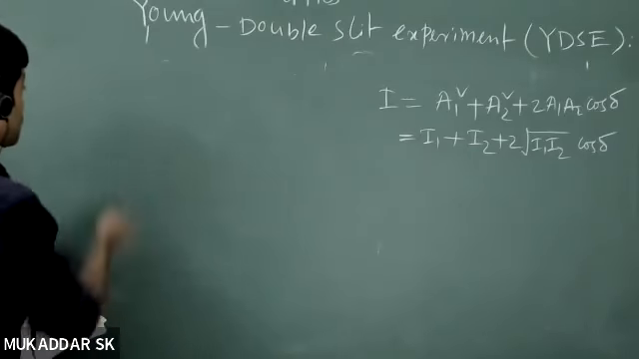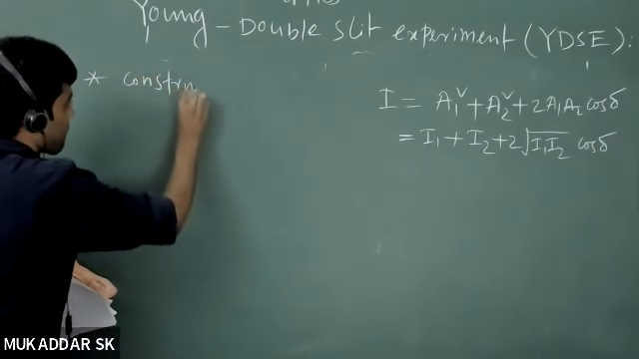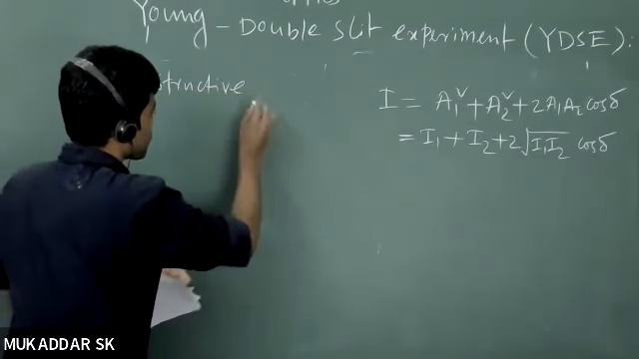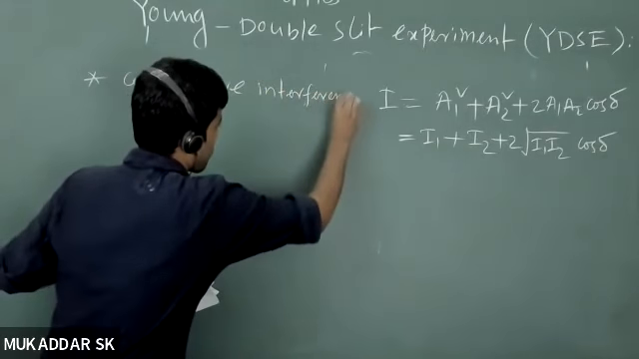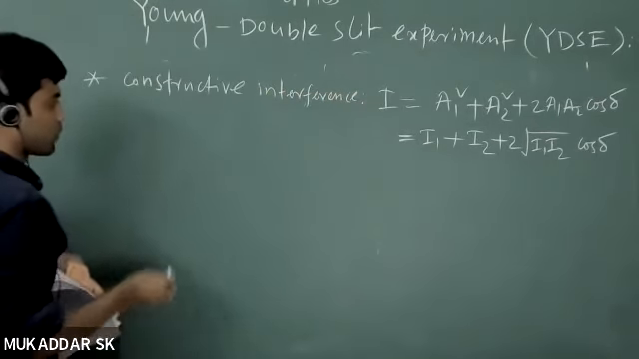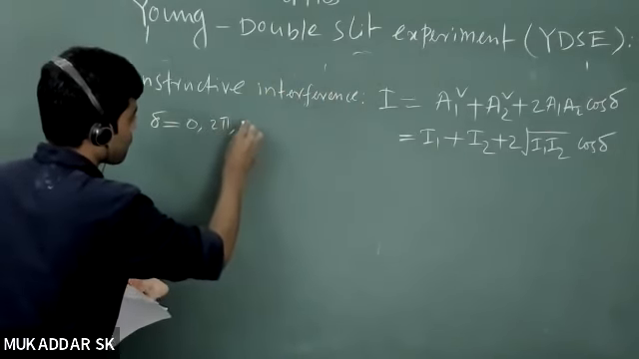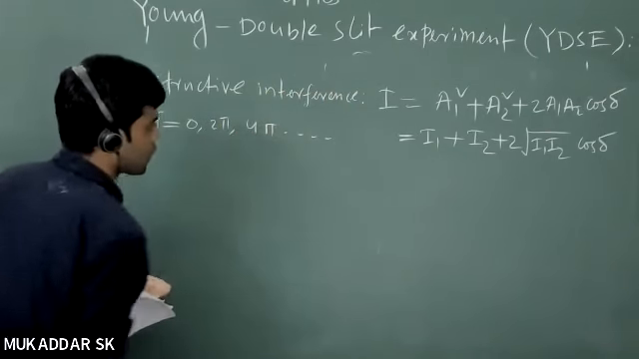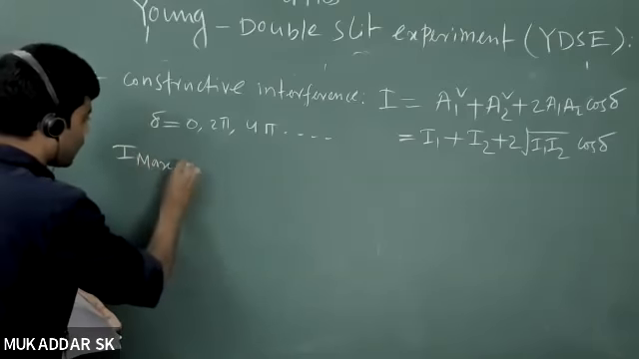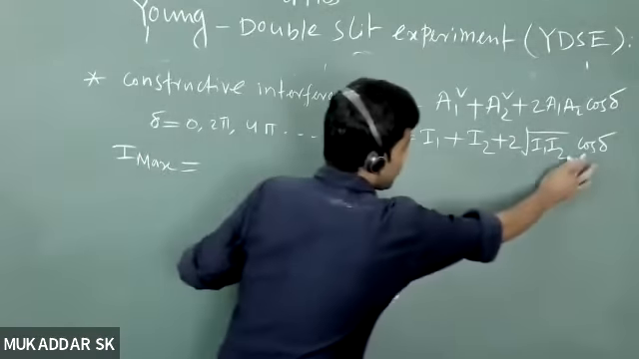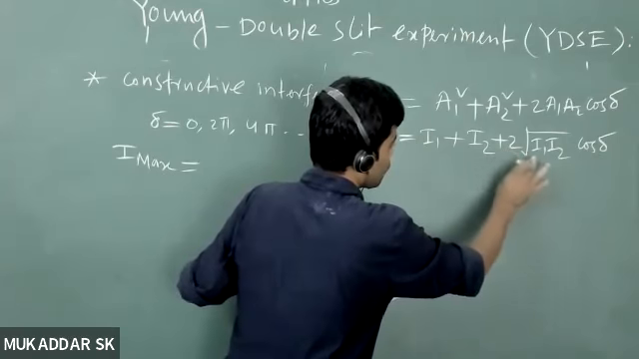Now, for constructive interference, what will your delta be? In what order will delta be? 0 or 2 pi or 4 pi and so on, right? So in this case, you will get maximum intensity, and how much will that be? So this cosine value will be how much? 1, right? So basically you will get I1 plus I2 plus 2 root over I1 I2.